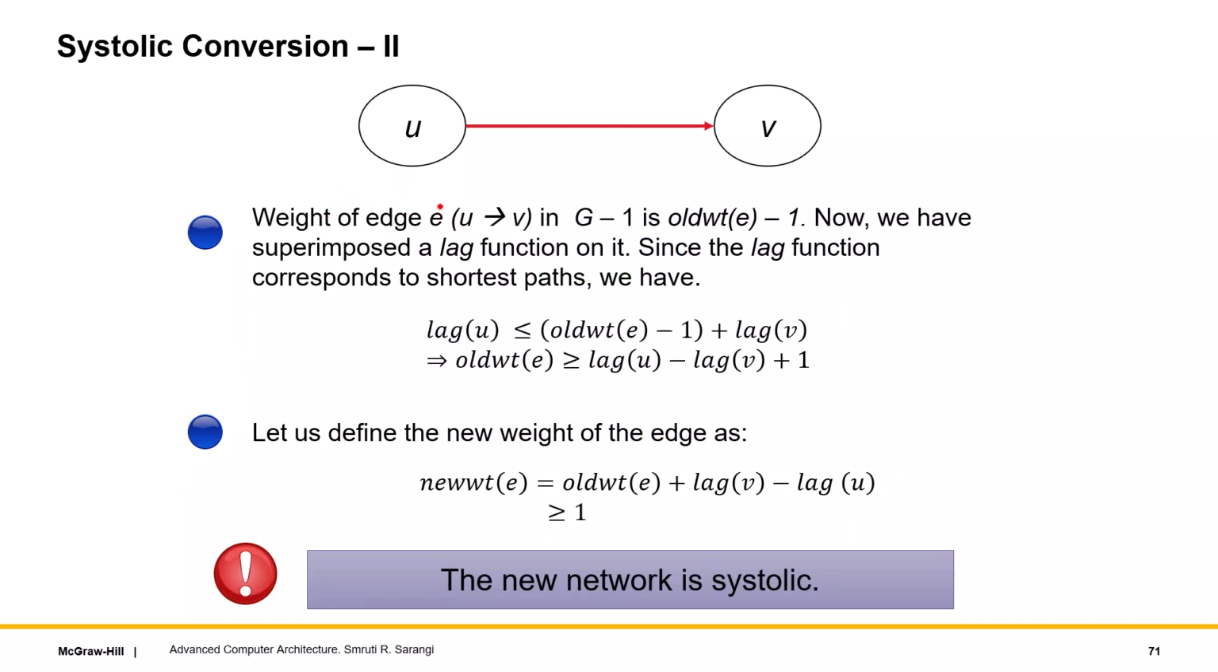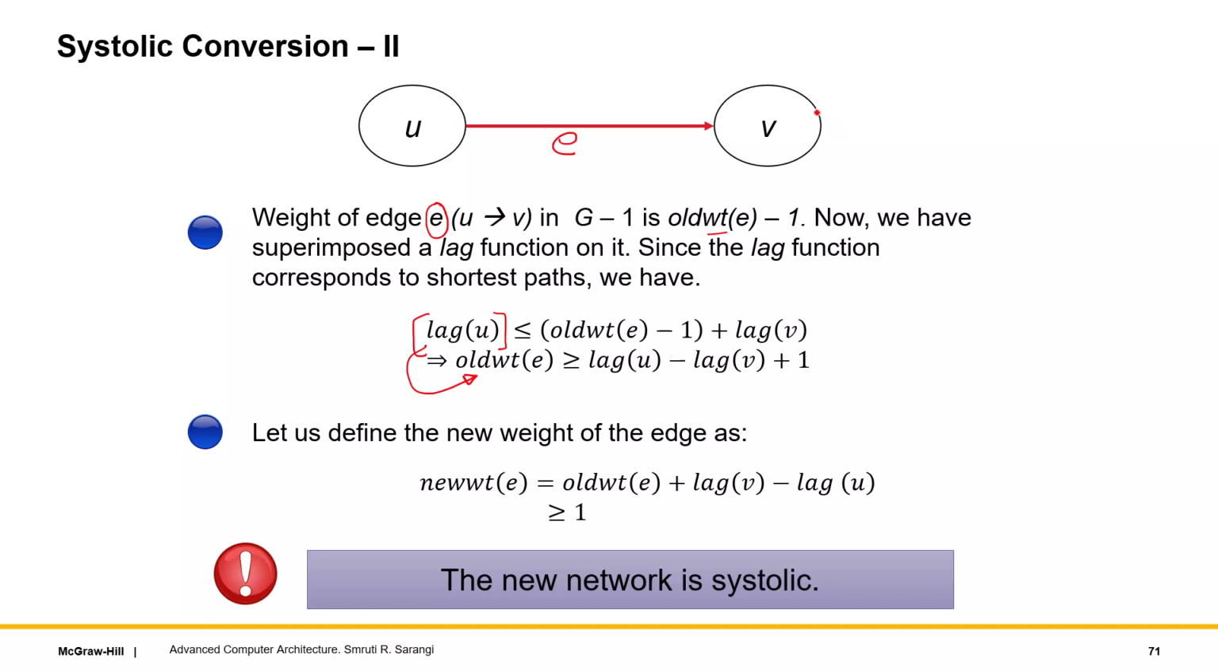The weight of the edge e, from U to V in G minus 1, is basically the old weight e minus 1. Now we have computed a lag function on top of it, and the lag function corresponds to the shortest path to the host. So the lag of U is less than or equal to old weight e minus 1, which is the weight of the edge in G minus 1, plus lag of V. From this we get this relationship.